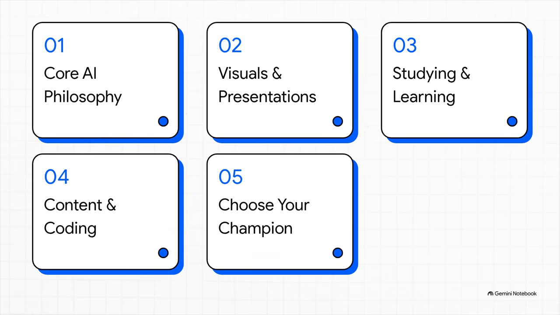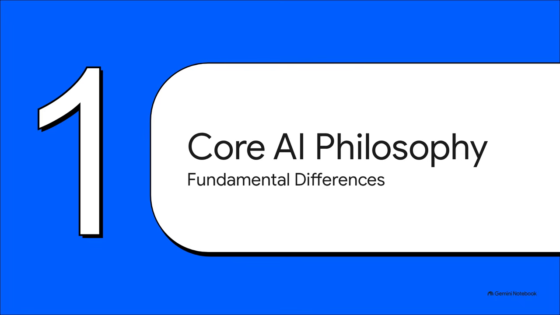We're going to break this down use case by use case. We'll look at the core AI philosophy, visuals and presentations, studying and learning tools, content creation and coding, and finally, how to choose your AI champion. First up, the core AI philosophy.